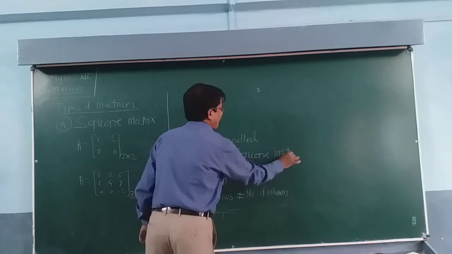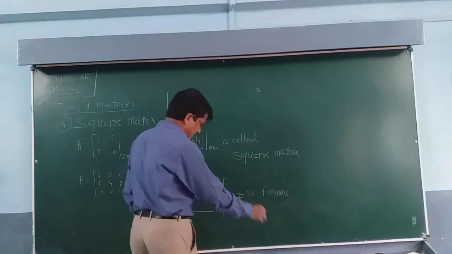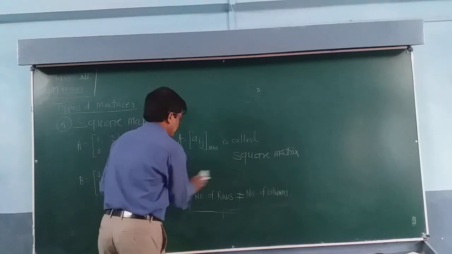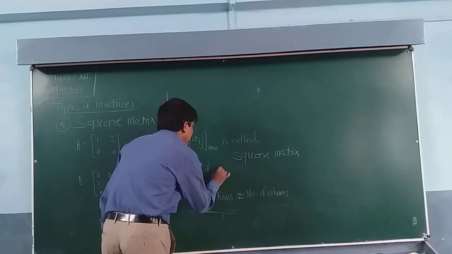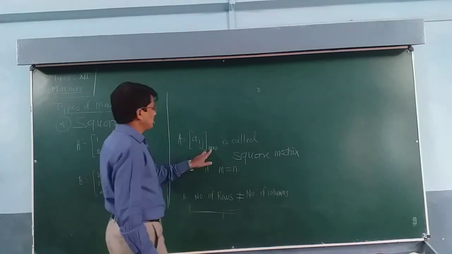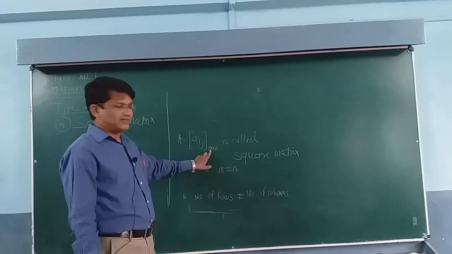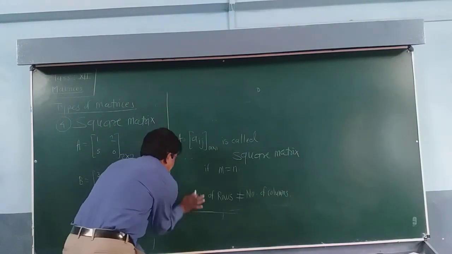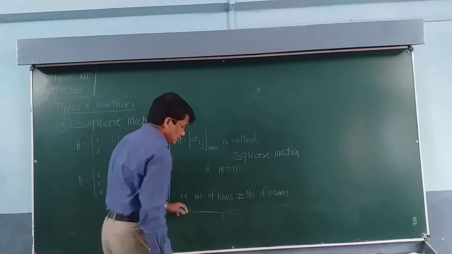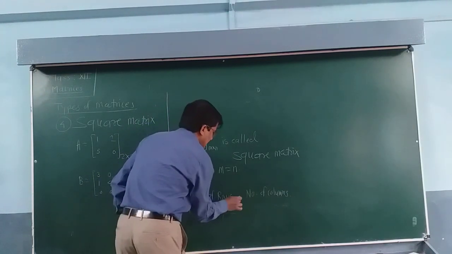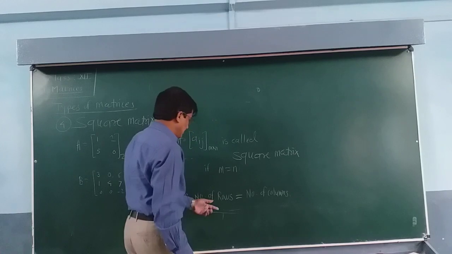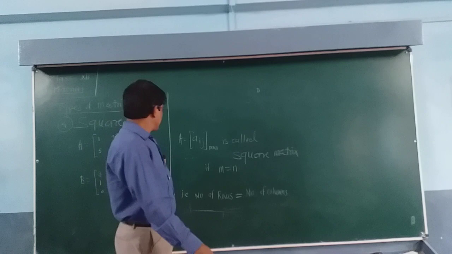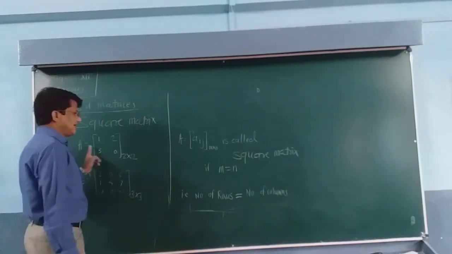Square matrix: if here M equal to N. M and N are different in general, but if they have the same number, M equal to N, then we can say the number of rows is equal to the number of columns. Okay, so this is about a square matrix.